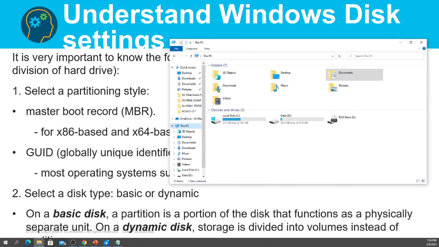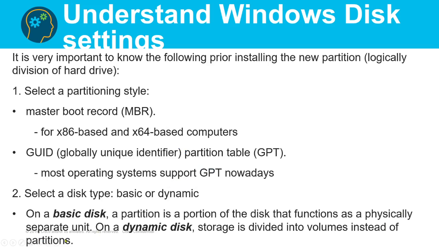Okay, I will show it to you. Drive C is just a basic disk. A partition is a portion of the disk that functions as a physically separate unit. Okay, it is separate drive C. About a dynamic disk, it is storage divided into volumes instead of partitions.